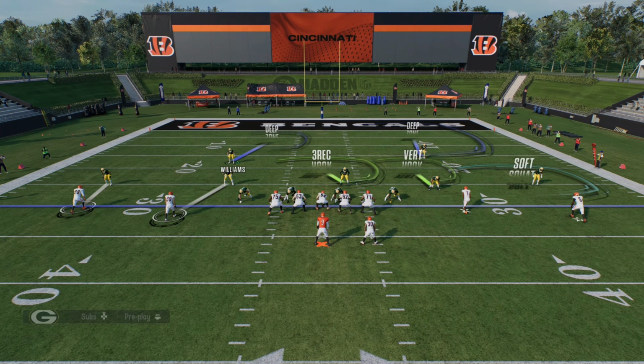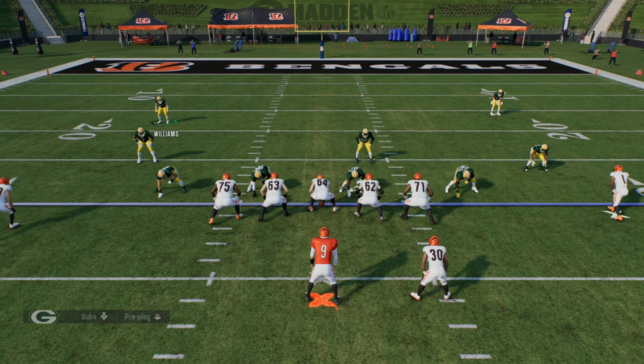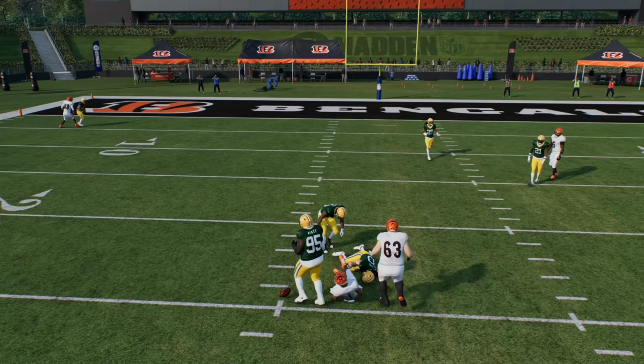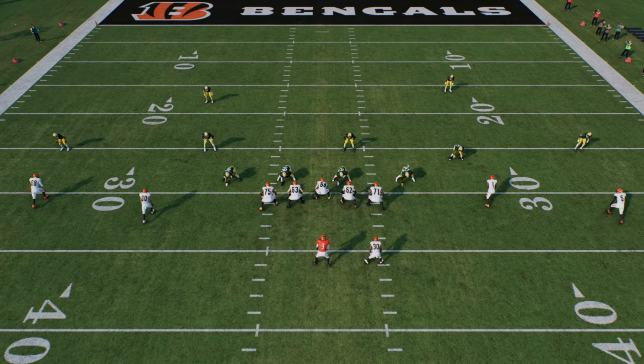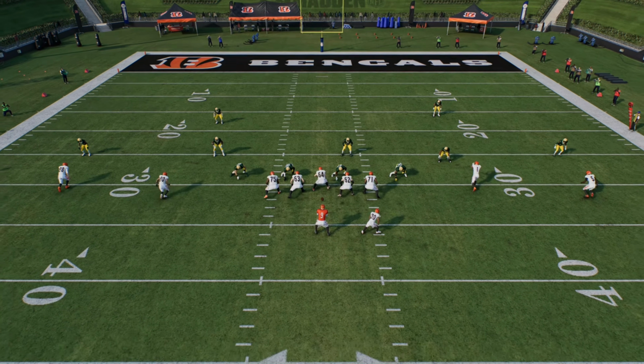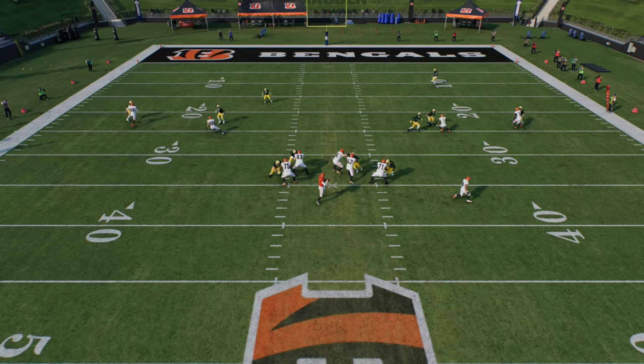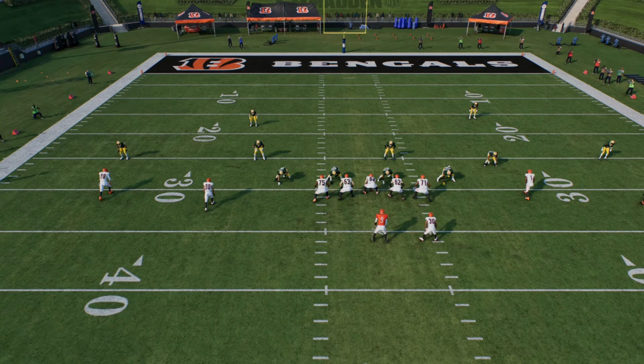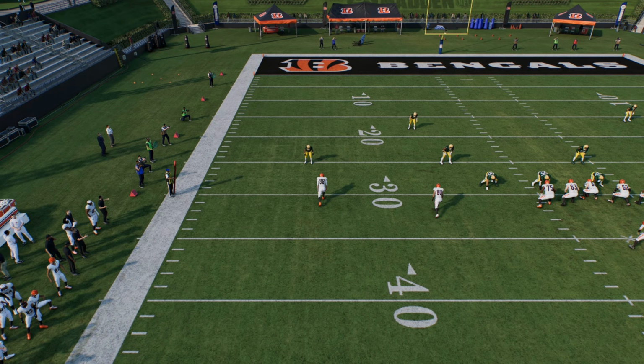So it's a fairly simple setup, and I think now maybe I'll show some game clips of me running this so we can see this in action, and maybe you can see some of the adjustments I make to different formations, like maybe 3x1, 2x1, etc.